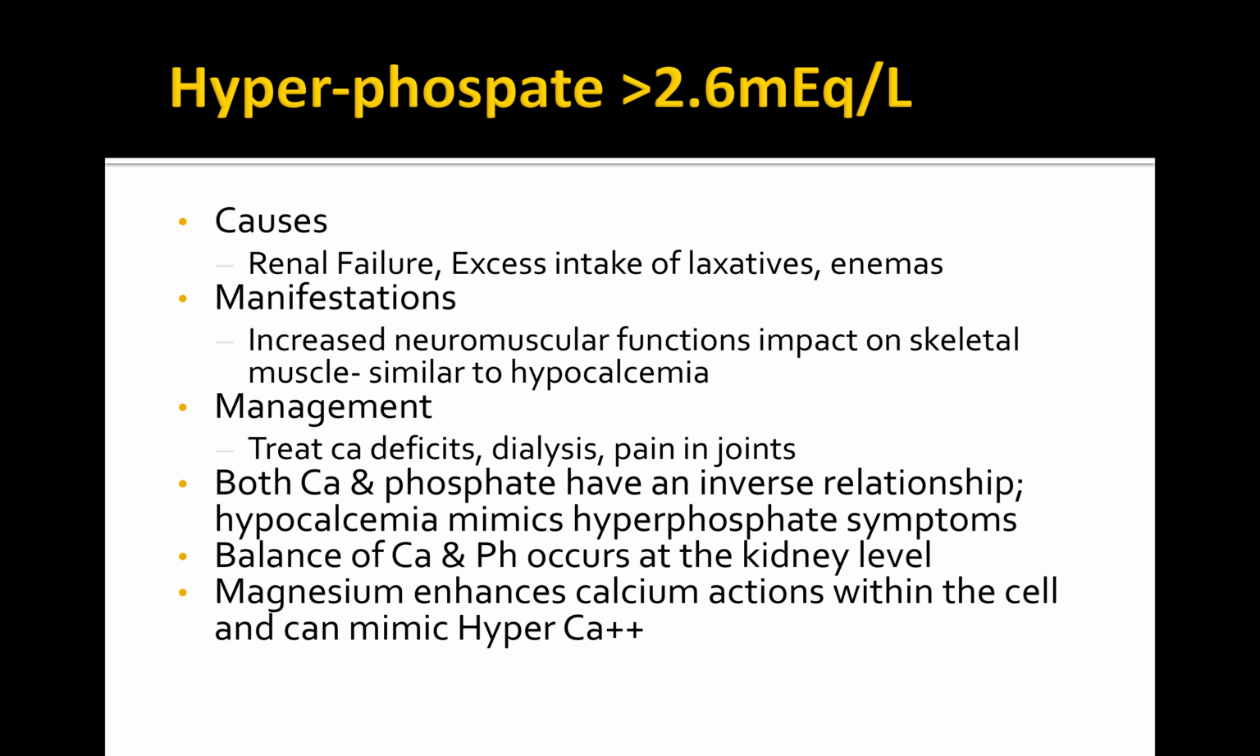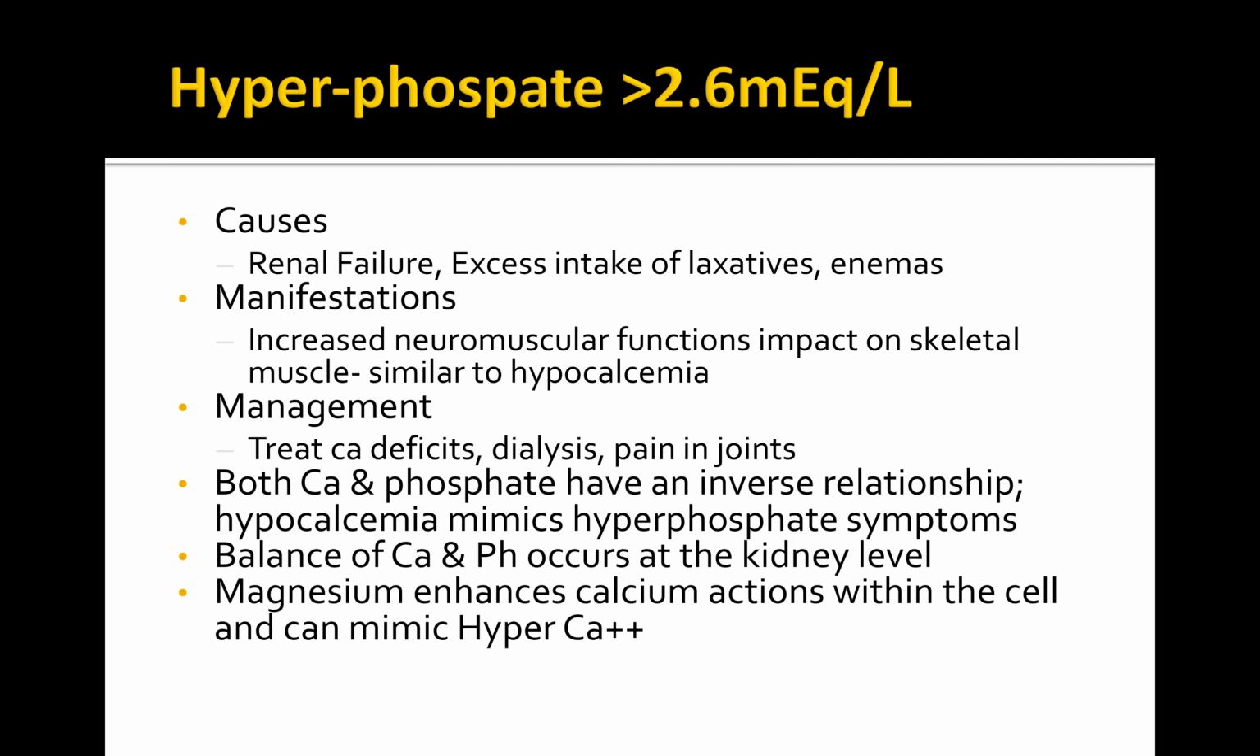Hyperphosphatemia, what are we doing? It's greater than 2.6. And why do we have too much phosphate in the blood? Well, we have too much of all the electrolytes in the blood when we have a renal failure or kidney failure, excessive intake of laxatives and enemas. Manifestations: increased neuromuscular functions, impact on skeletal muscles similar to hypocalcemia. Management: we're going to treat calcium deficits, dialysis if we have too much, and pain in joints.